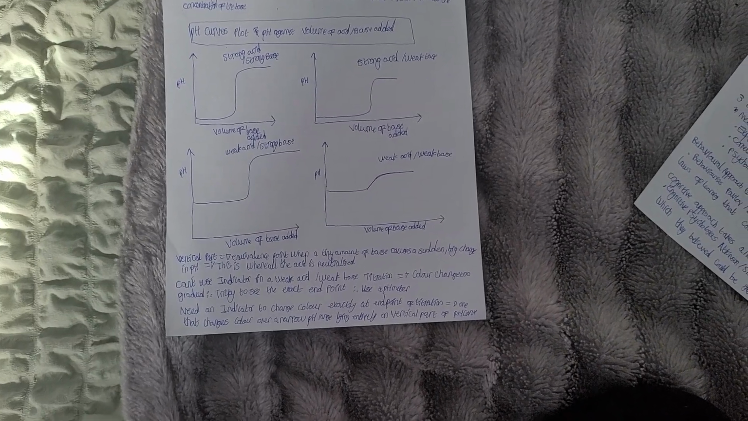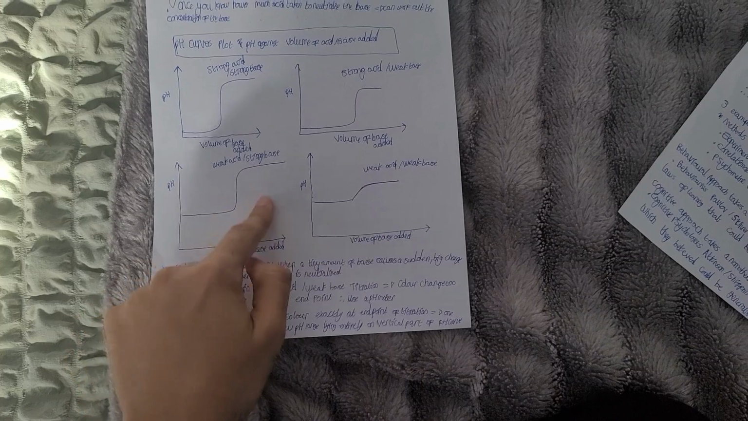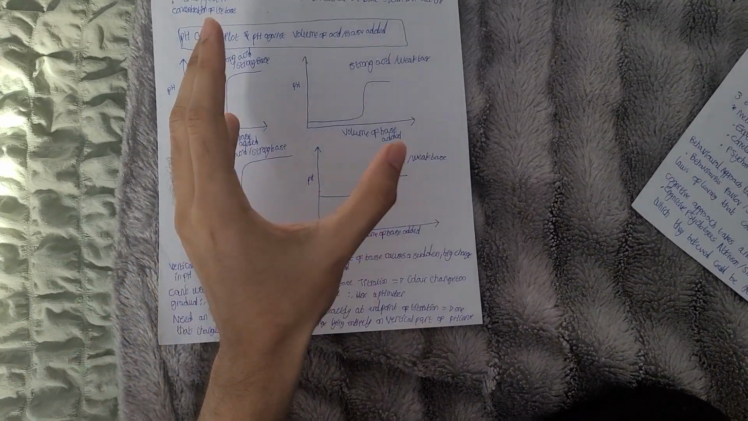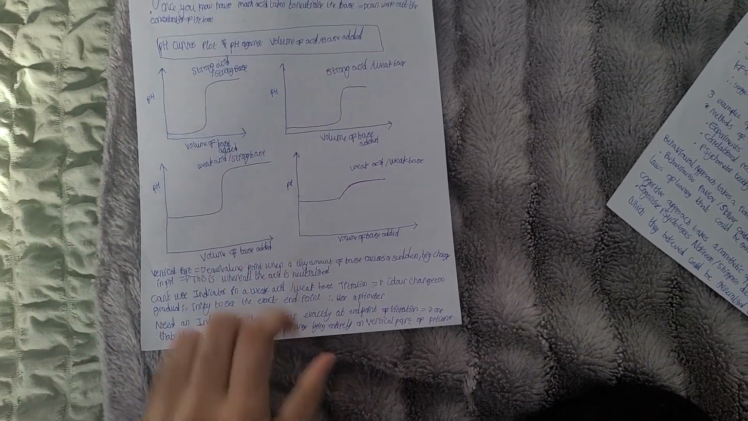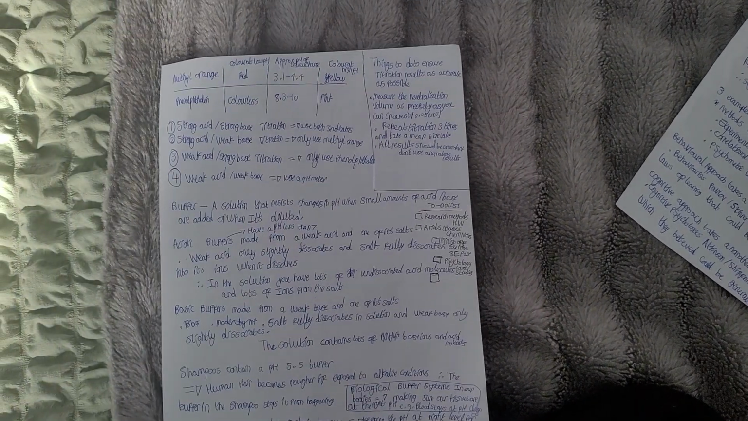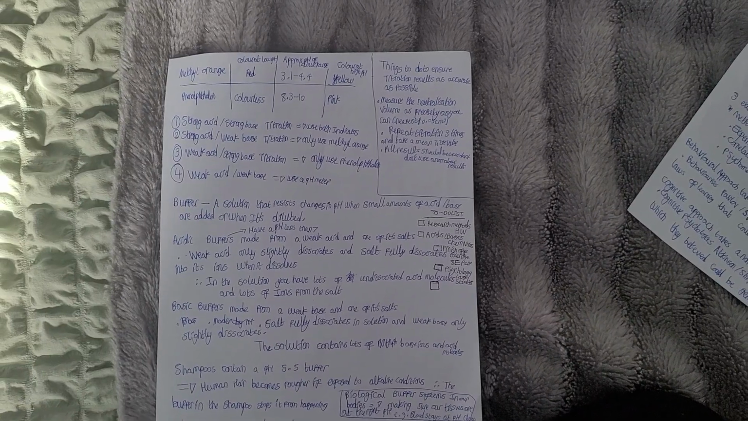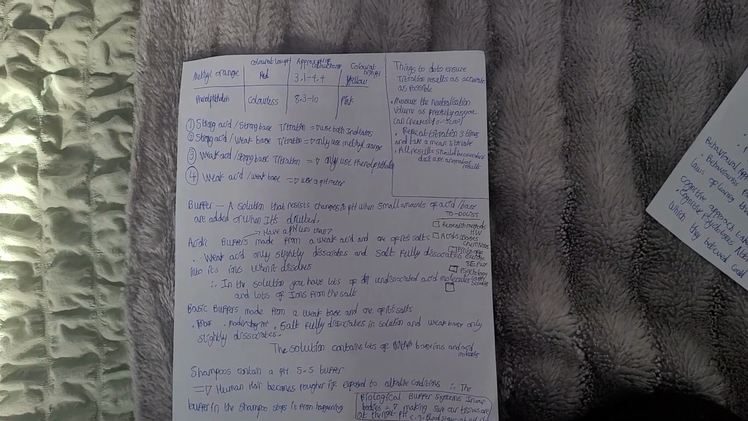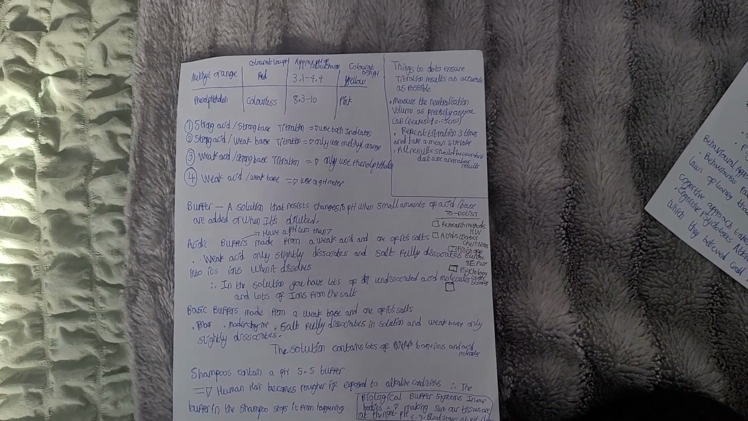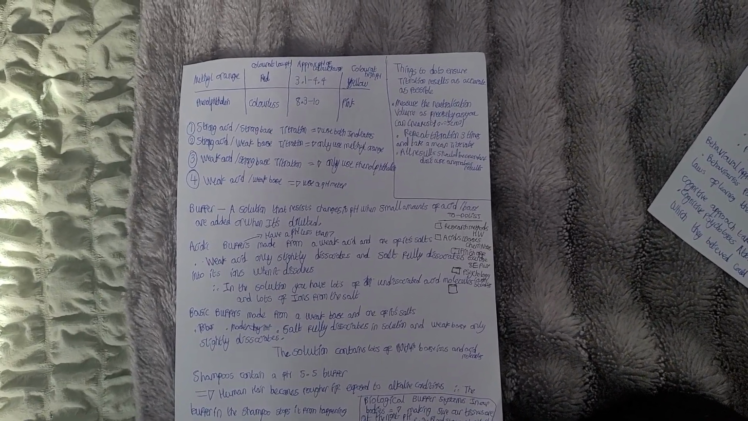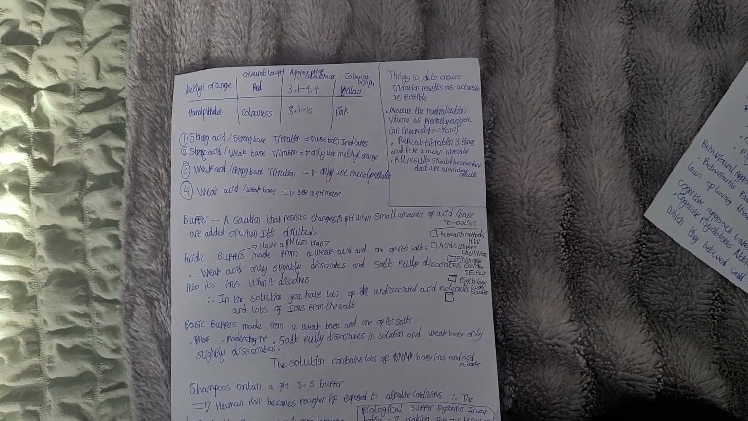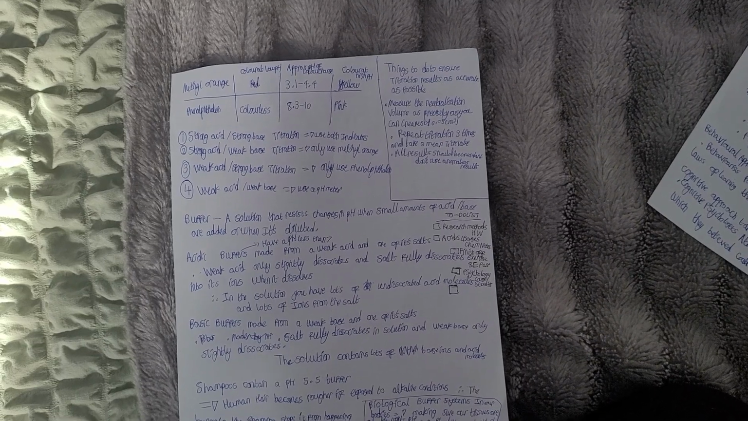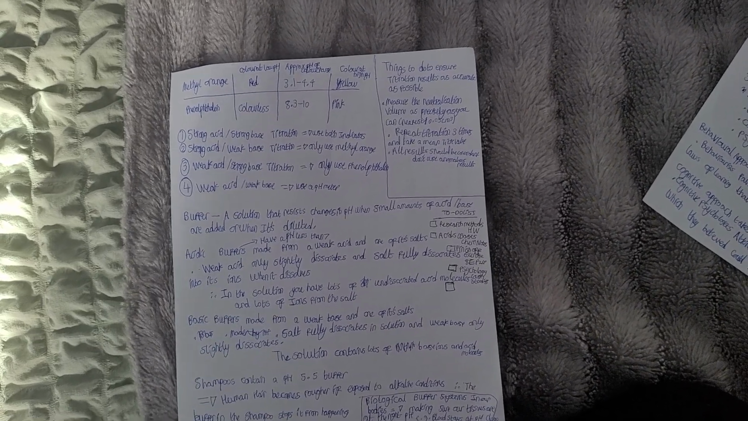We need an indicator to change color exactly at the end point of the titration. We need one that changes color over a very narrow pH range, lying entirely on the vertical part of the pH curve. Methyl orange and phenolphthalein: color at low pH, methyl orange red, phenolphthalein colorless; approximate pH of color change, methyl orange 3.1 to 4.4, phenolphthalein 8.3 to 10; color at high pH, methyl orange yellow, phenolphthalein pink.